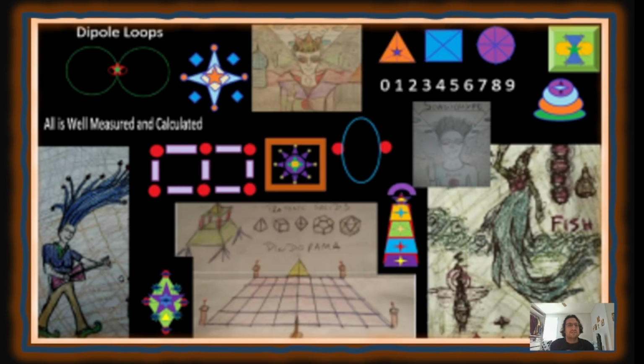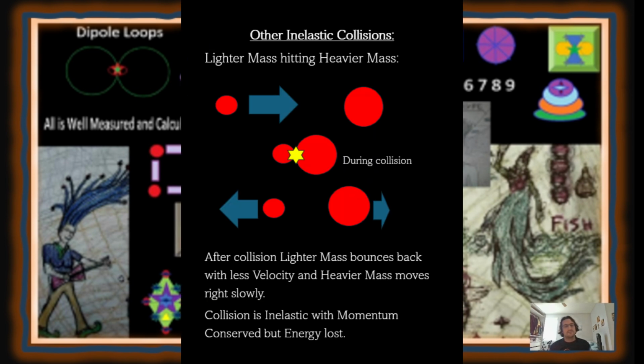Other inelastic collisions: lighter mass hitting heavier mass. They collide, the lighter mass bounces back because it's lighter, and the heavier mass moves to the right just slowly. The collision is inelastic, and momentum is conserved but energy is lost.